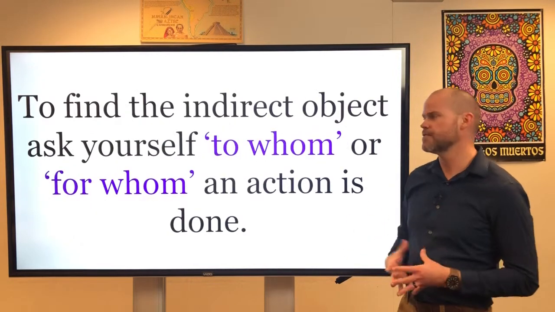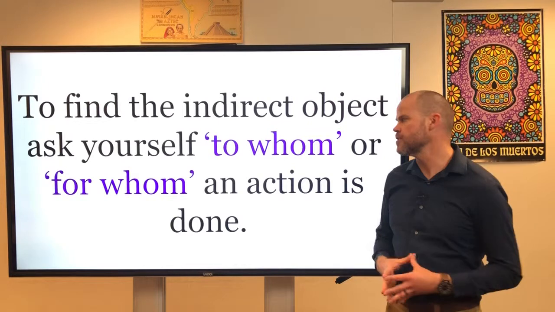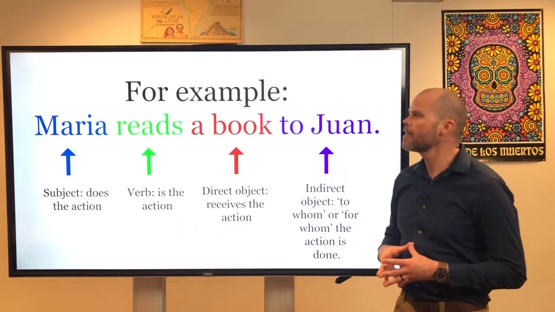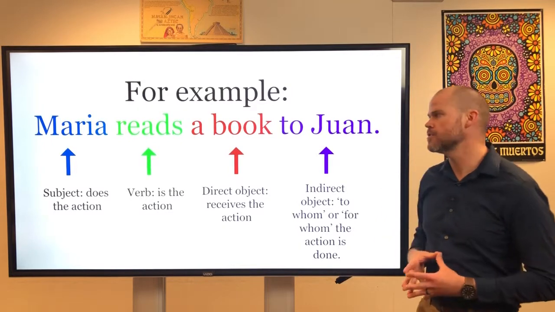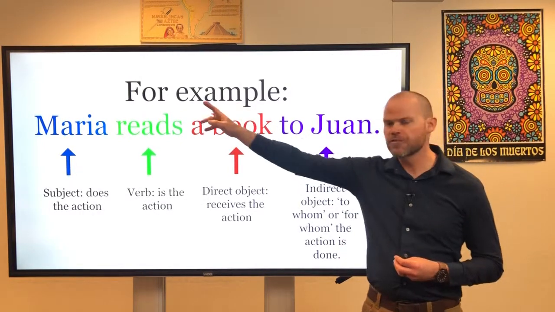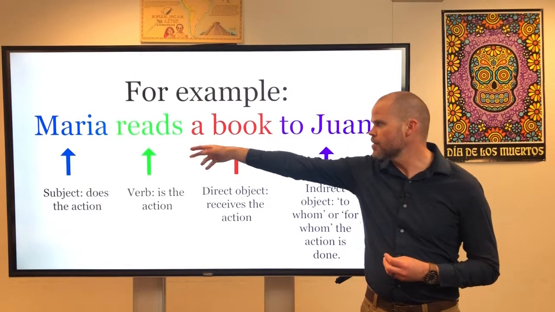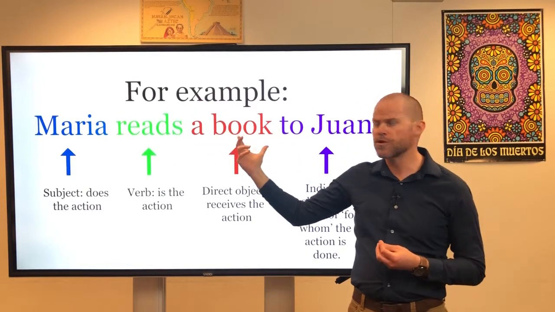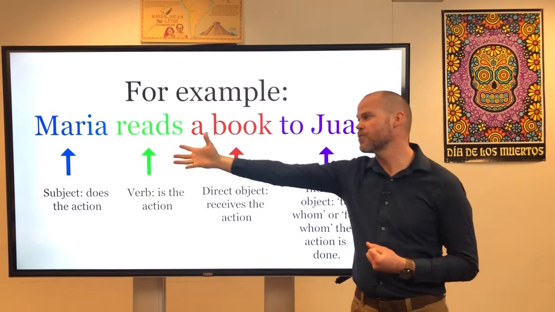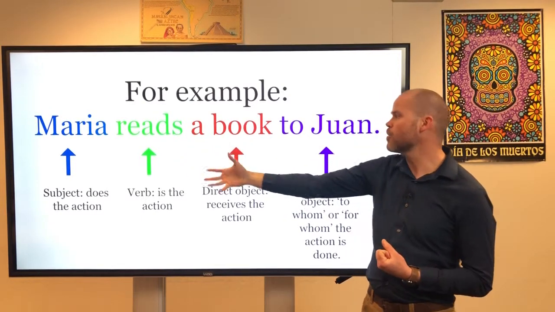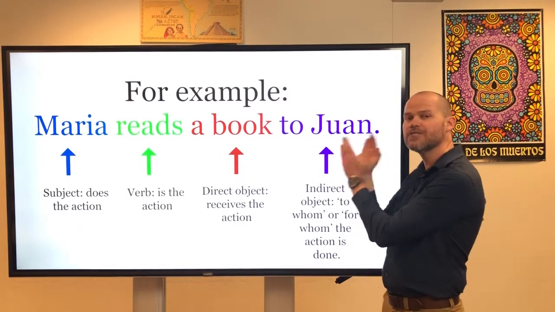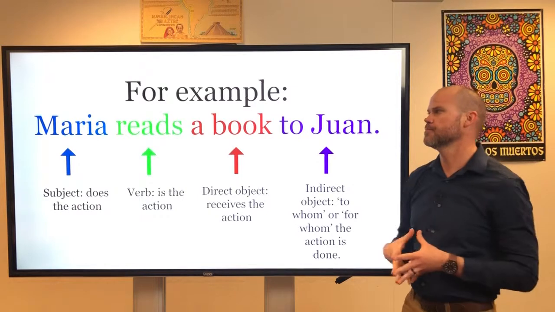To find the indirect object of the sentence, we need to ask ourselves to whom or for whom an action is done. For example, if I read the sentence in English, Maria reads a book to Juan, the action or the verb is to read. The direct object is a book, so what is being read? A book is being read. And then for whom is the book being read? The book is being read for Juan or to Juan. So that means that Juan is the indirect object of this sentence.